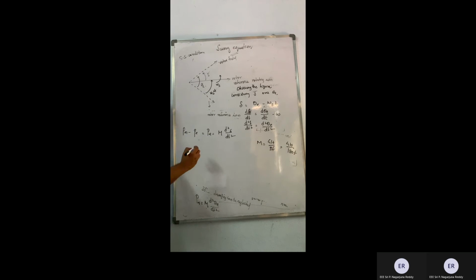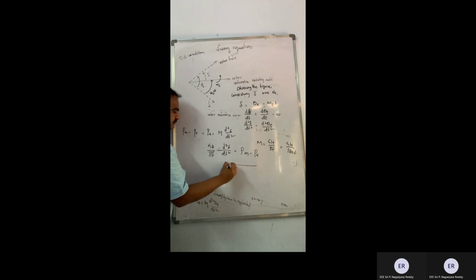So I can write this equation as GH by pi F into d square delta by dt square is equal to mechanical power minus electrical power. In this one, H is the inertia constant, F is the frequency, G is the rating of the machine, delta is the torque angle, Pm is the mechanical input to the machine, Pe is the electrical output of the machine.